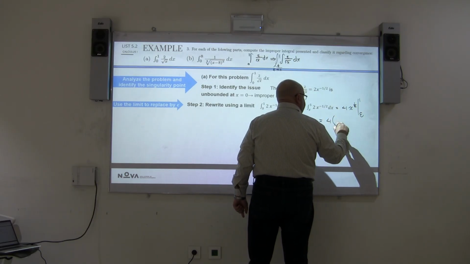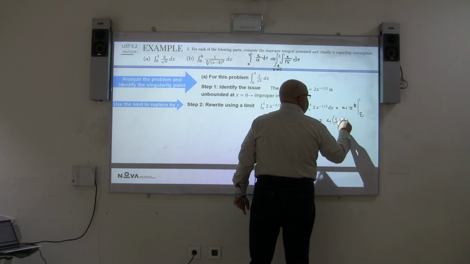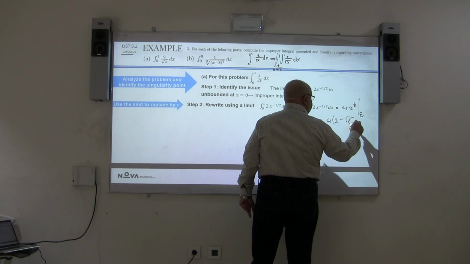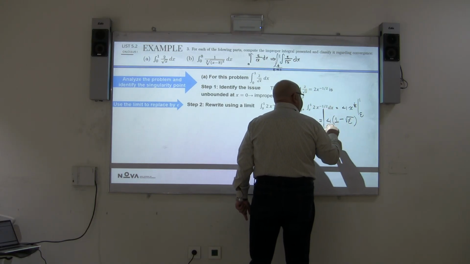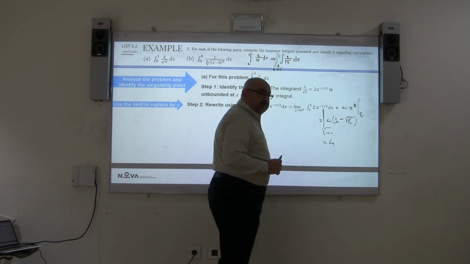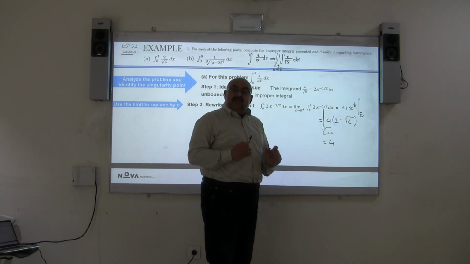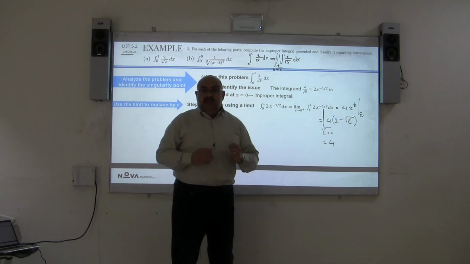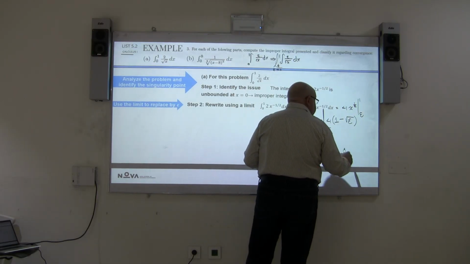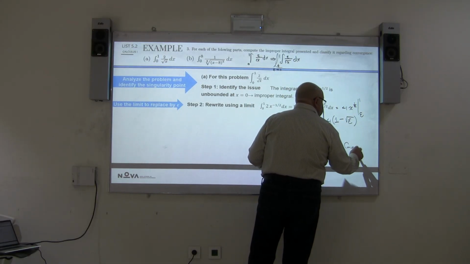So it will come to this. 4, open your bracket, substitute by 1, which is going to equal 1, minus substitute by the lower limit, which is going to be the root of epsilon. Take the limit as epsilon tends to 0. Once you do this, the limit is going to be equal to 4. If the limit exists, if it is a defined number, then your integration is convergent to a certain number, as you can see.